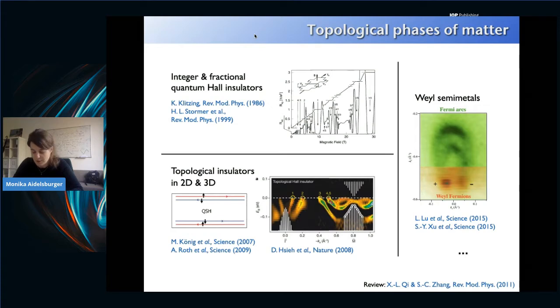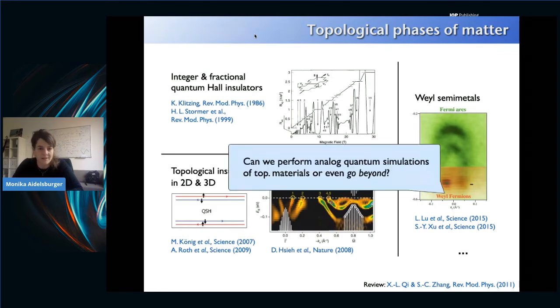But what I'm going to talk about today is work that we have done during the last year and also this year, where we were asking the question if we can use the techniques that have been developed to engineer topological physics and band structures and go beyond, in a sense, that what we can engineer is not easily found in static condensed matter realizations.